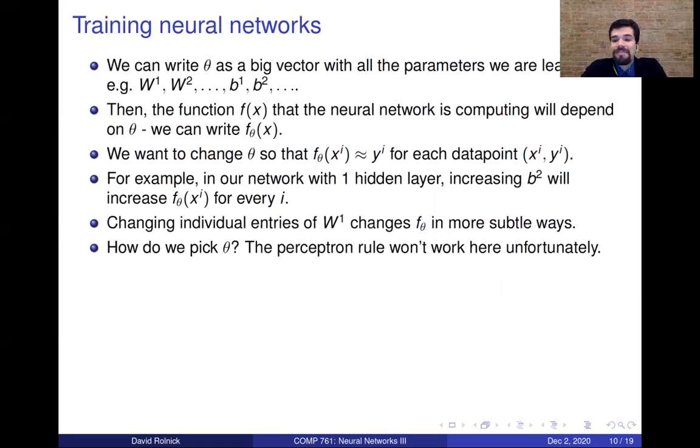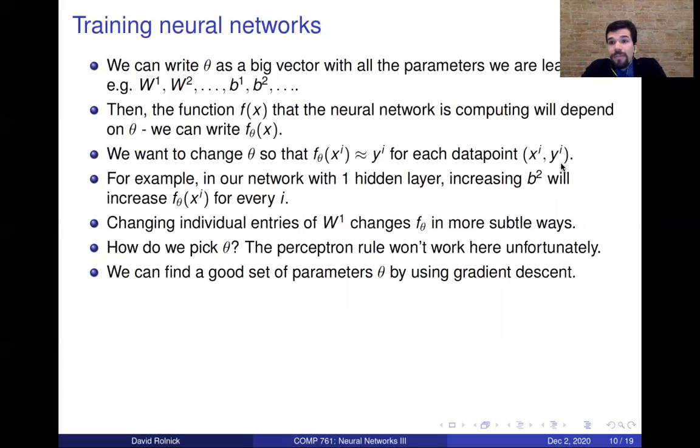What are some ways? There are, in fact, many ways to do this. The way that is most popular now is to use gradient descent, which is why we were talking about gradient descent last time. But there are other ways. We can find a good set of parameters theta by using gradient descent. And here it's a really important thing to recognize what we are doing gradient descent on. What is the thing we want to minimize? If you're doing gradient descent, you need to know what you're minimizing and what variables you're changing in order to minimize it.